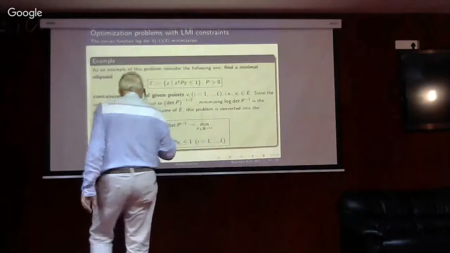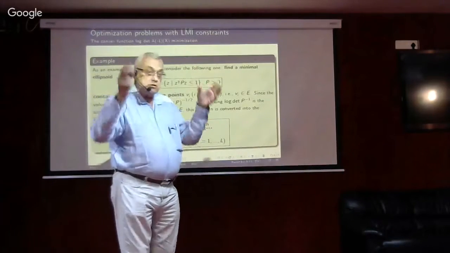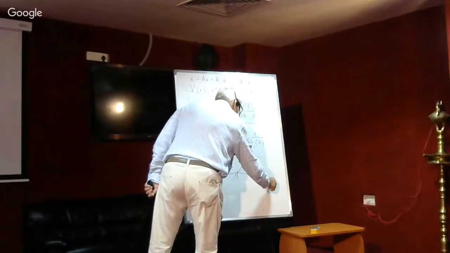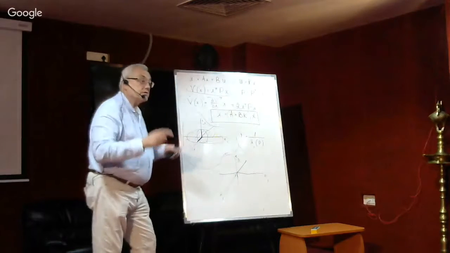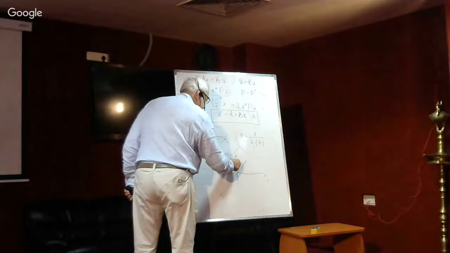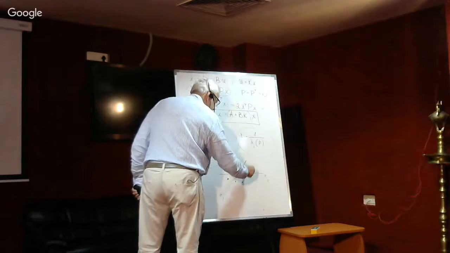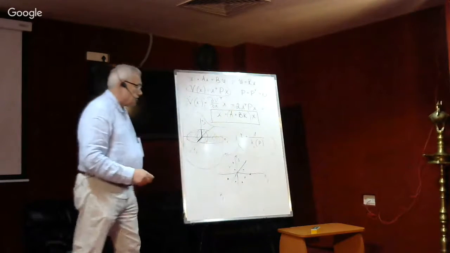Now we consider the following situation. In n-dimensional space, the problem may have several applications. We have n-dimensional space, and we do not consider any particular ellipsoid. In n-dimensional space we have given points, this point, this point, this point. We have a collection of points.